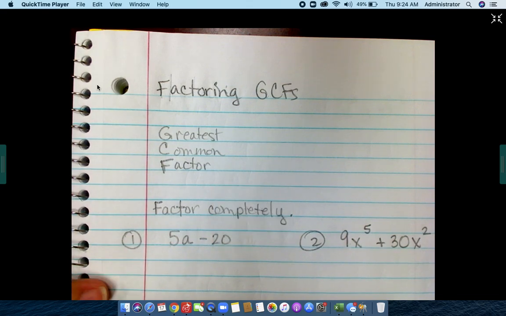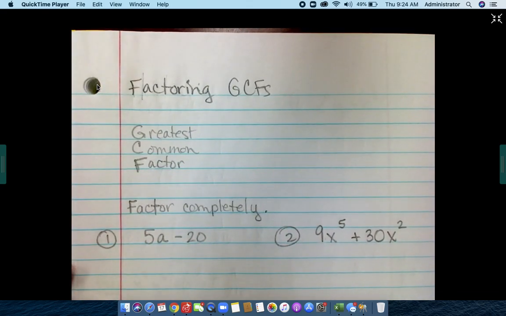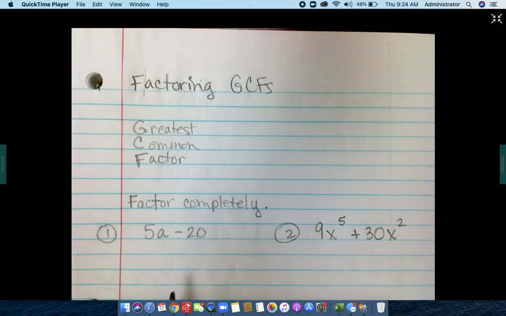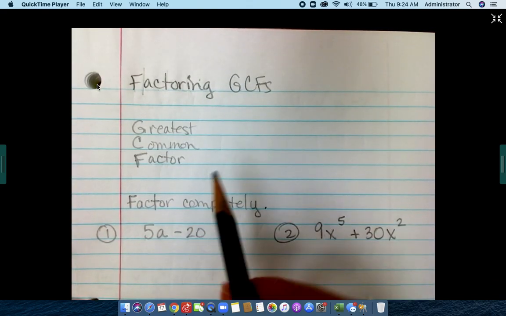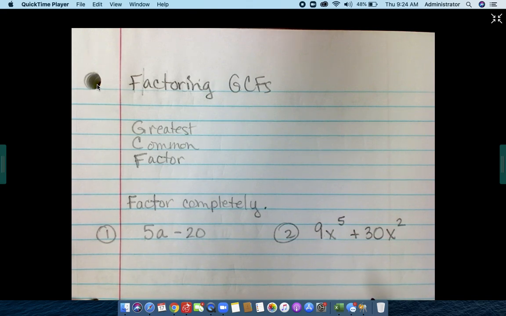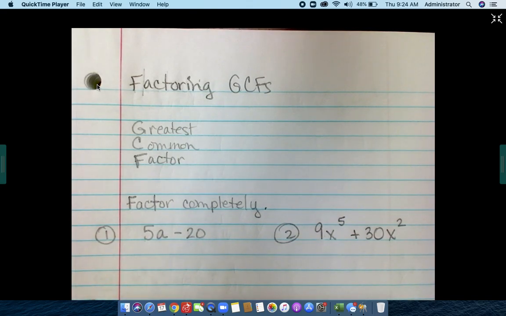Hi, in this video you will be learning how to factor a greatest common factor from a polynomial. This will help you as we get into factoring quadratics in Unit 2, Module 2.